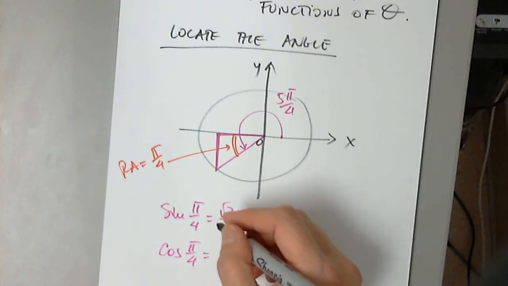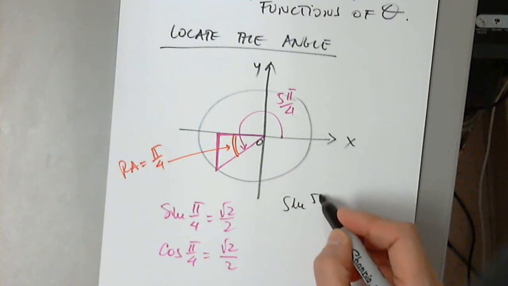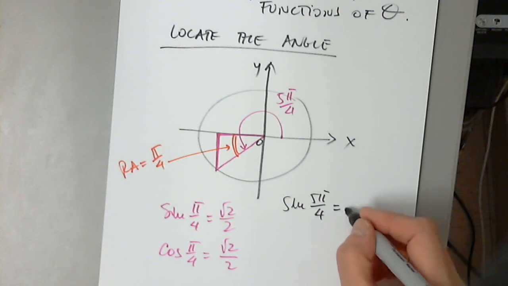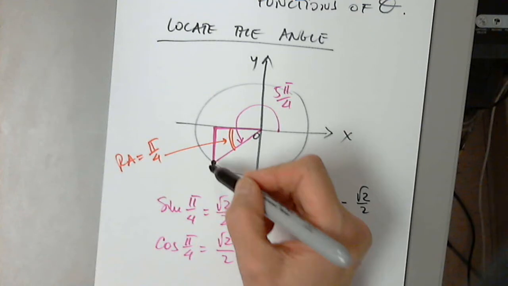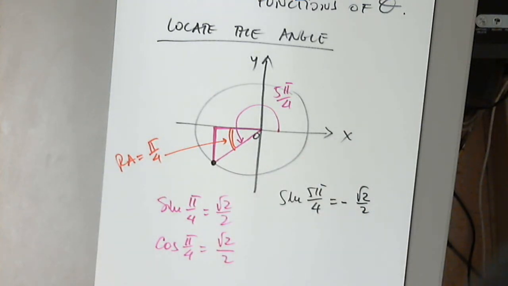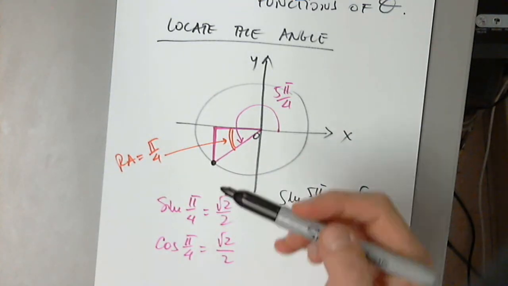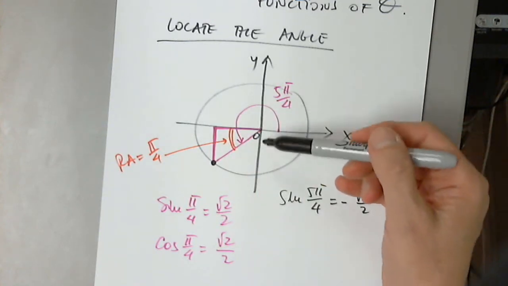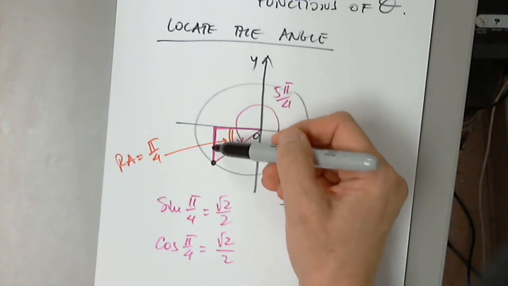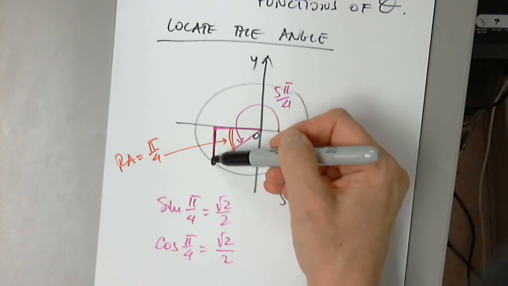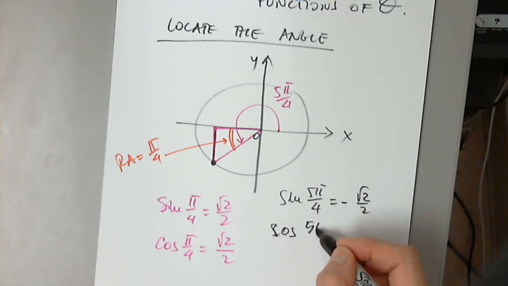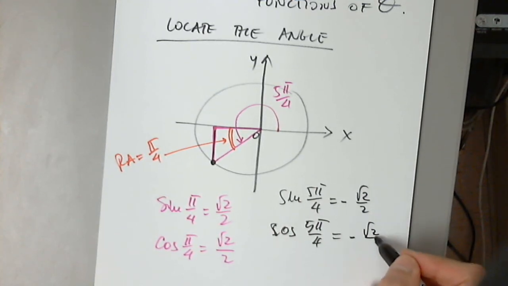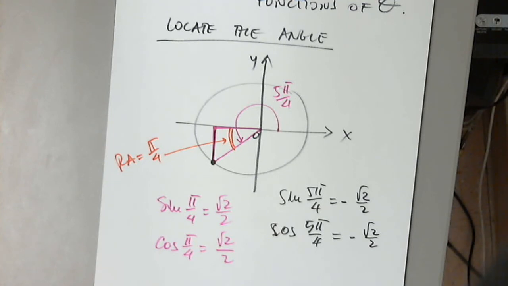So then cosine of 5 pi over 4 must equal negative the square root of 2 over 2, not positive, because the terminal side of the angle is in the third quadrant. What about sine? Sine is this piece. It's below the x-axis. So therefore, sine of 5 pi over 4 is also negative the square root of 2 over 2, because the terminal side of the angle is in the third quadrant.